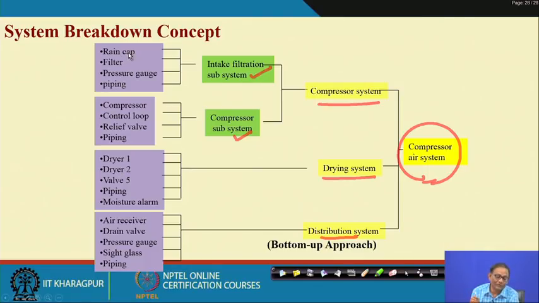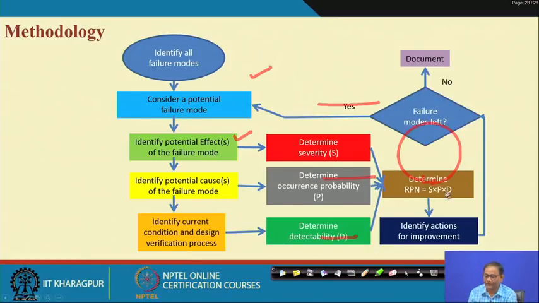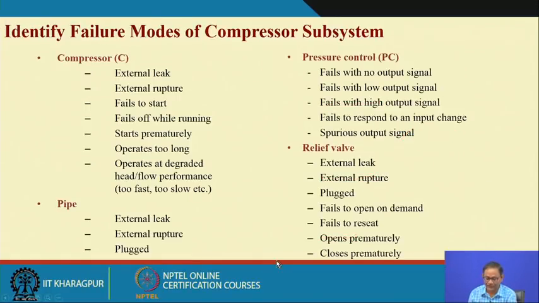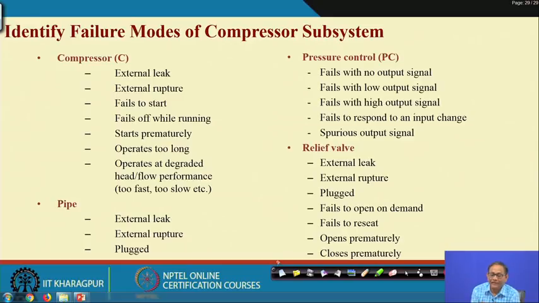Now, you will be interested to know the failure modes of these many components. So, let us see what those failure modes are. I am just showing you one subsystem, which is basically the compressor subsystem. And you have already seen that in the compressor subsystem, the components are compressor, pipe, pressure control, relief valve.